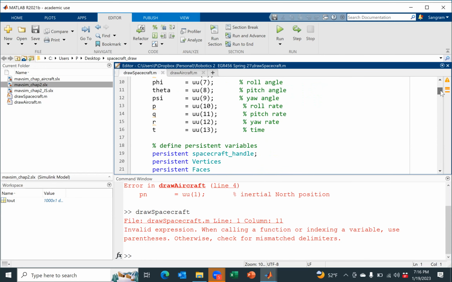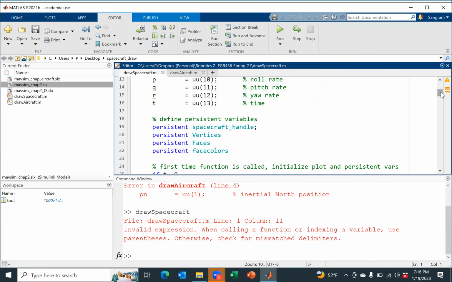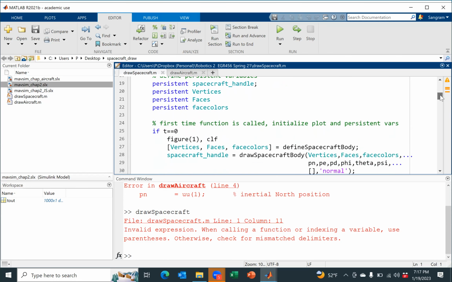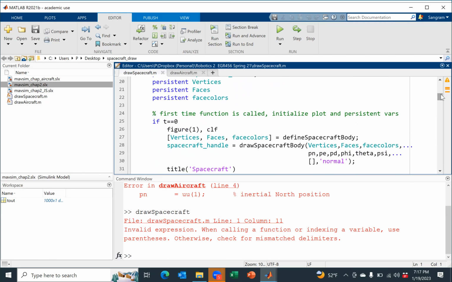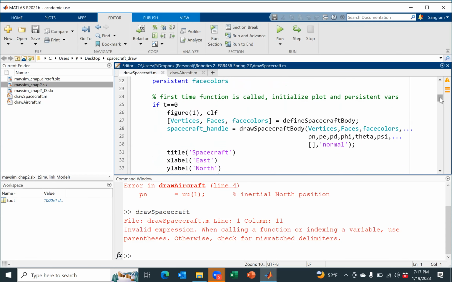If you go down, I have defined the persistent variables: spacecraft handle, spacecraft vertices, spacecraft faces, and face colors. And then this is the equation. This is what I'm using when I'm calling for the first time. And this code is available on GitHub. Okay, so you can download the code and try to run it. It will run. And then I actually use a spacecraft handle.